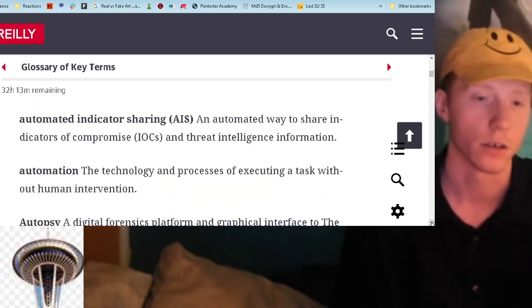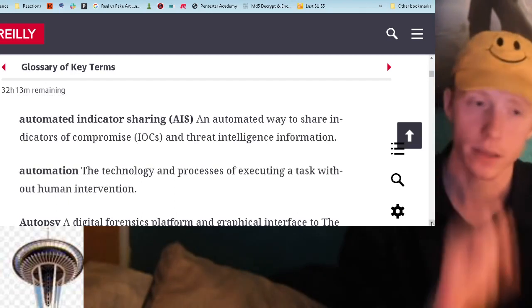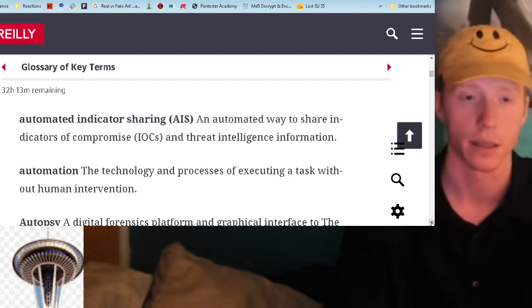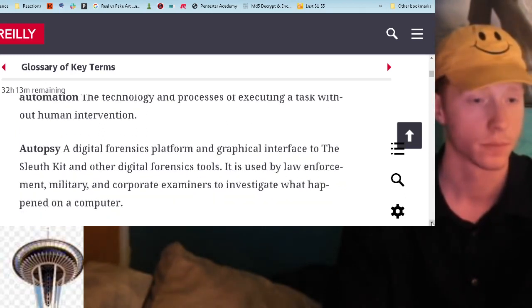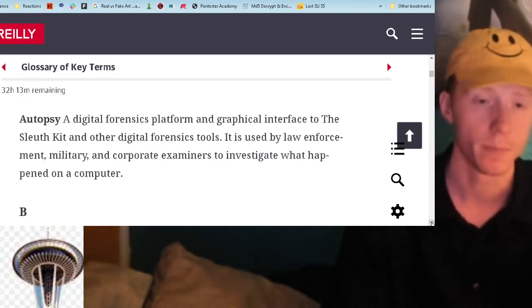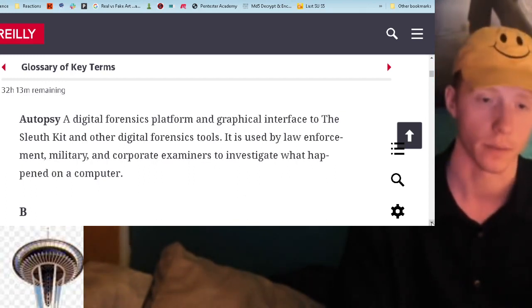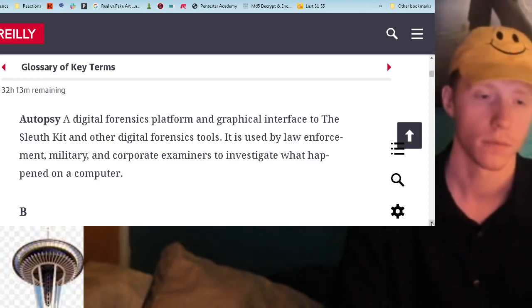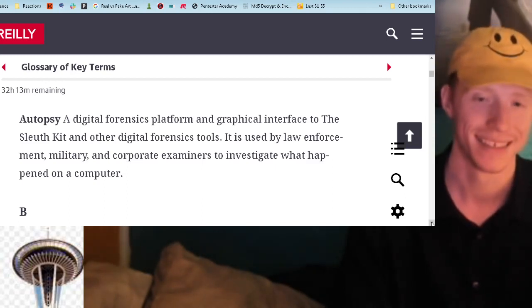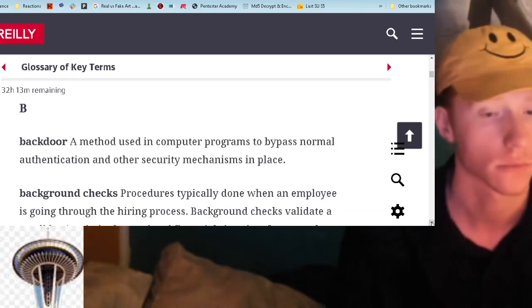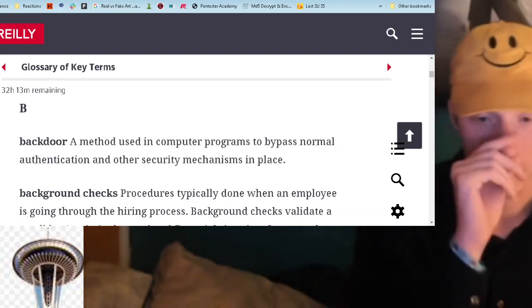Automated indicator sharing is an automated way to share indicators of compromise and threat intelligence information. Autopsy is a forensic platform for the Sleuth Kit, and it's how you find what happened on a computer.